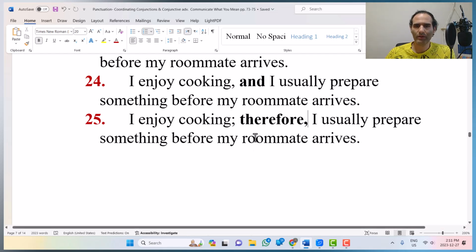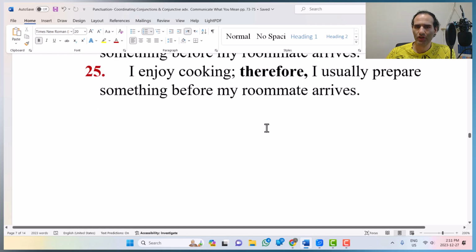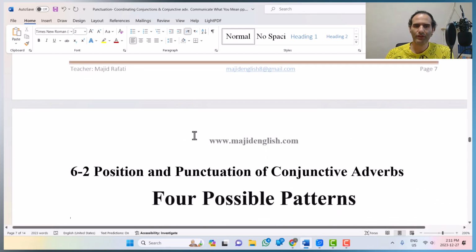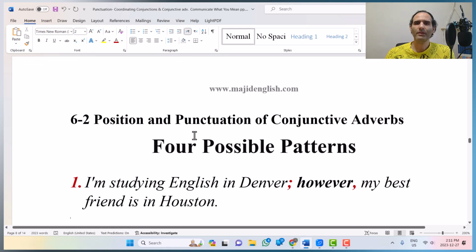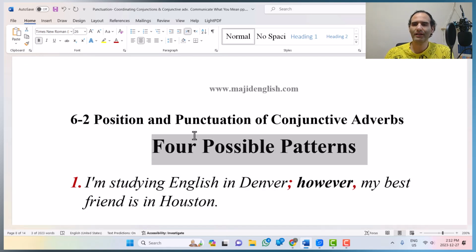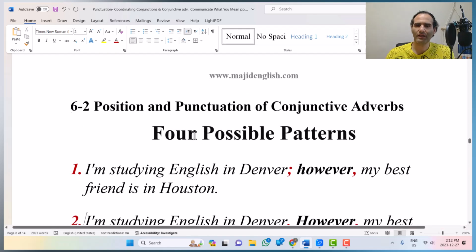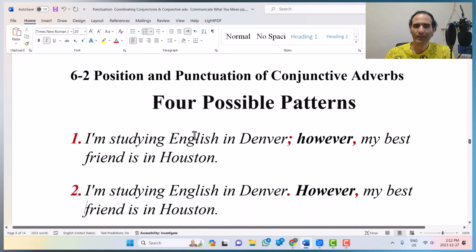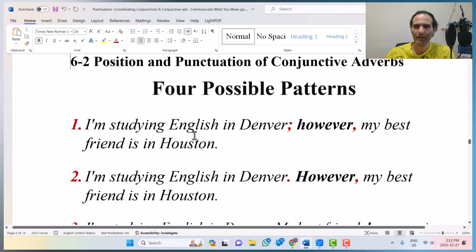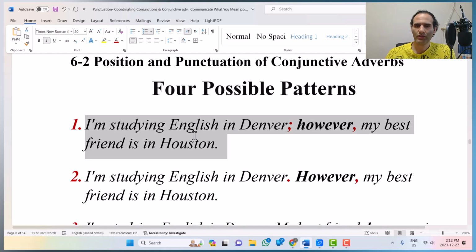Okay, I hope you got it, the coordinating conjunctions and conjunctive adverbs, punctuation. But here I have something for you. If you got conjunctive adverbs, there are 4 possible ways of putting them, connecting 2 sentences together in order to make your sentences of different types. Here I have lined up 4 examples for you from the book Communicate What You Mean, and you see that you can have 2 sentences connected with a conjunctive adverb like this.